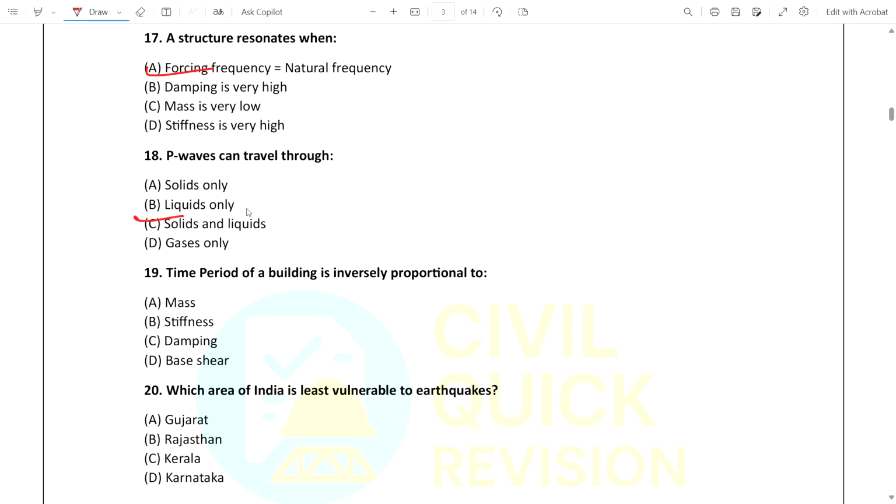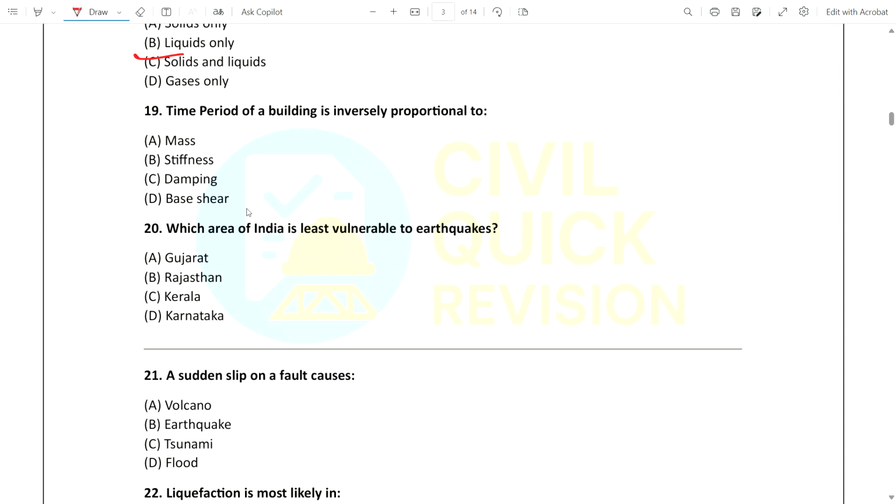Now question number 19, time period of a building is inversely proportional to what? Mass, stiffness, dampness, damping, or base shear? Here the answer will be stiffness. Stiffness is inversely proportional to time period.